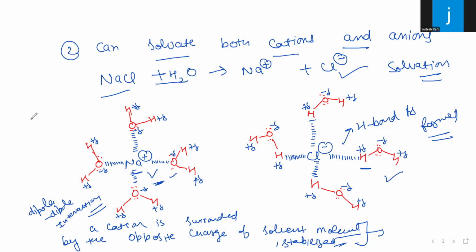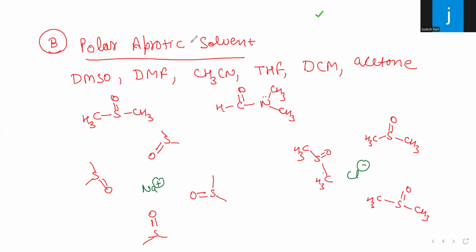So thus we have concluded that polar protic solvent can solvate both cations and anions. So this is an example of how these charges are stabilized. Always, these charges are stabilized by opposite charges. So our next topic is polar aprotic solvent.